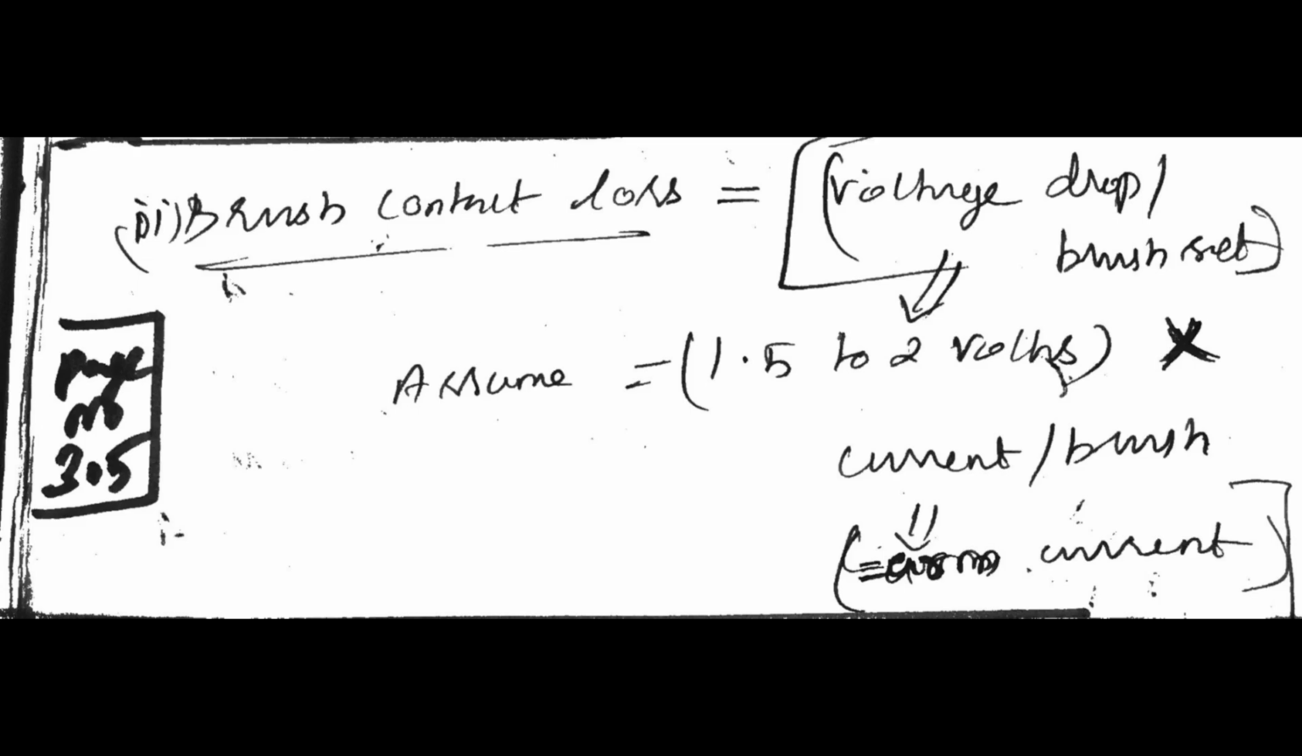Performance of commutator. Brush contact loss is equal to voltage drop per brush set multiplied by current per brush. Assume the voltage drop to be 1.5 to 2 volts, and the current per brush is equal to the armature current. Kindly note this down.